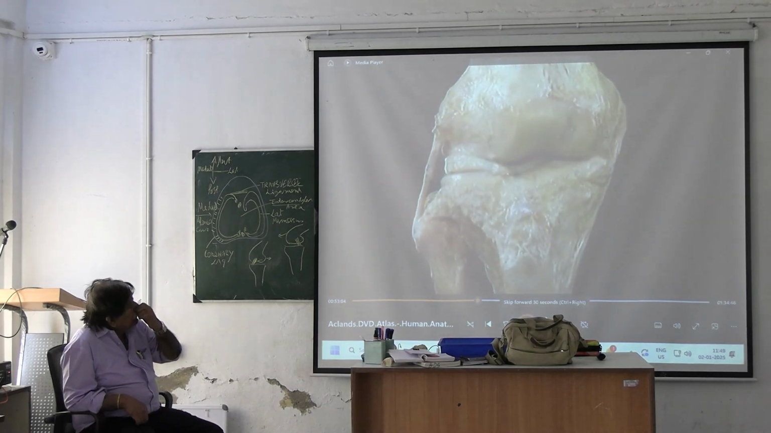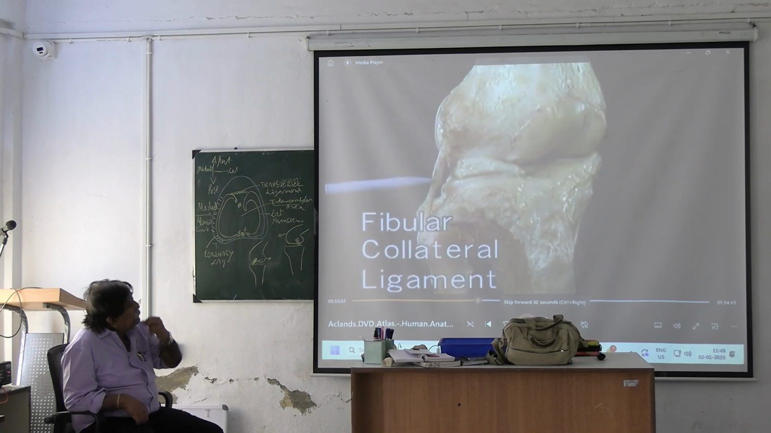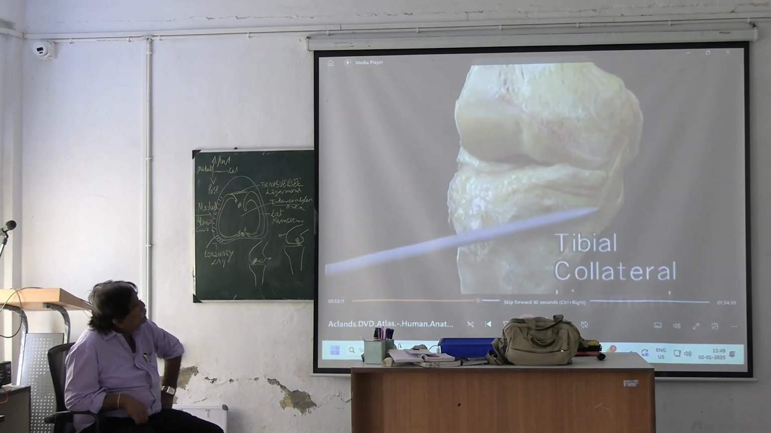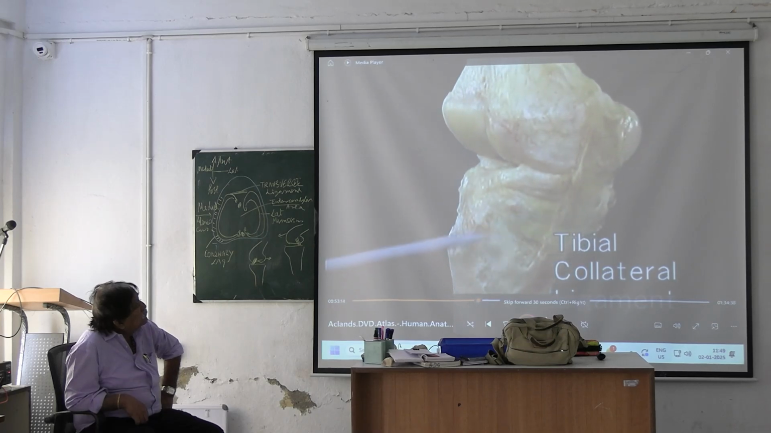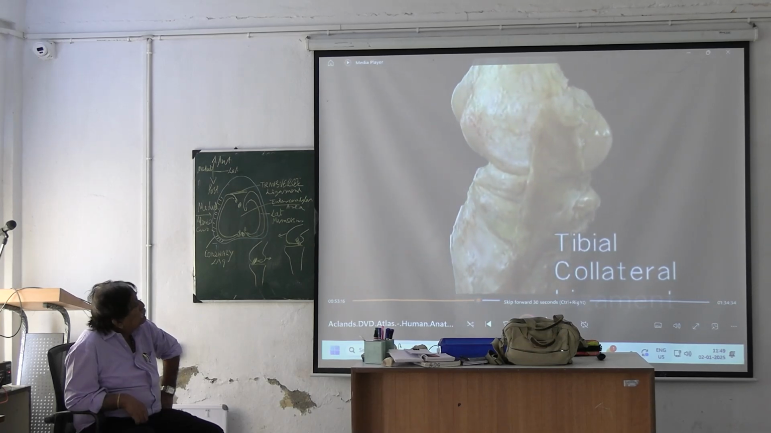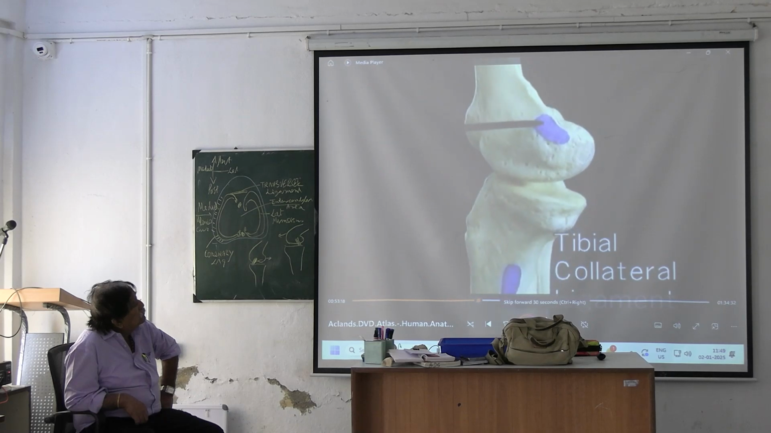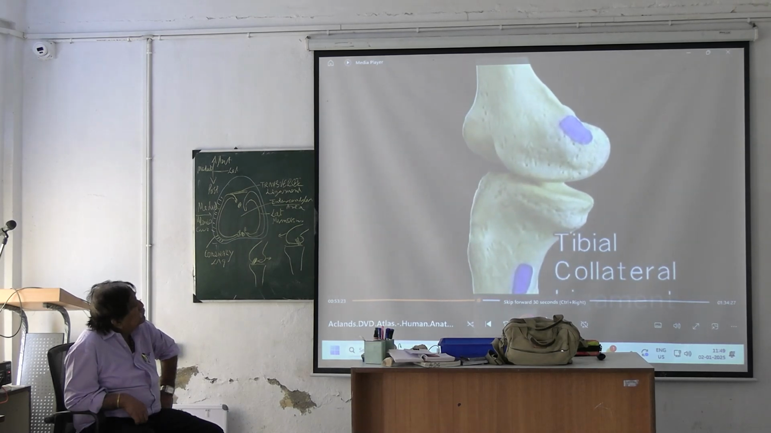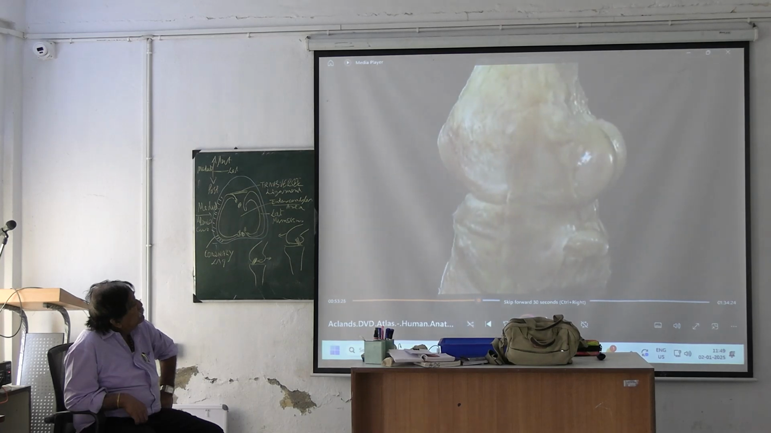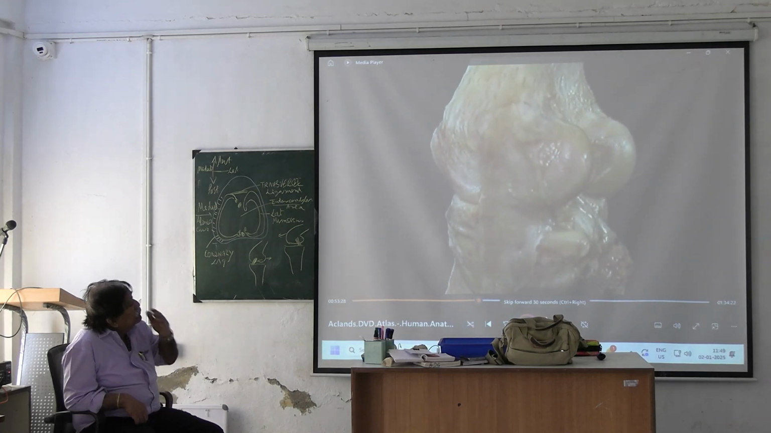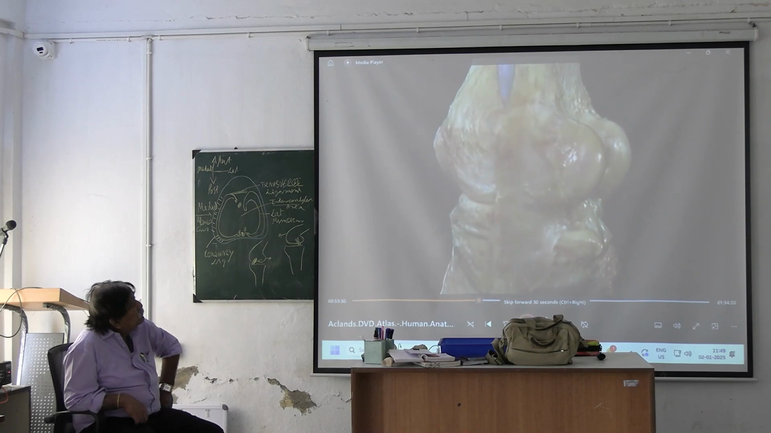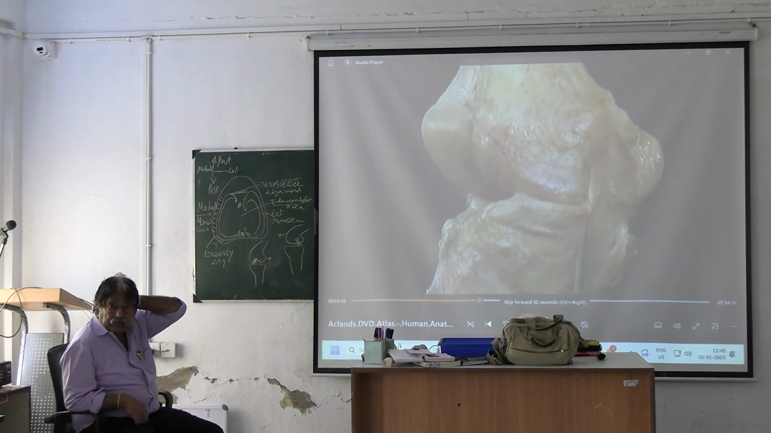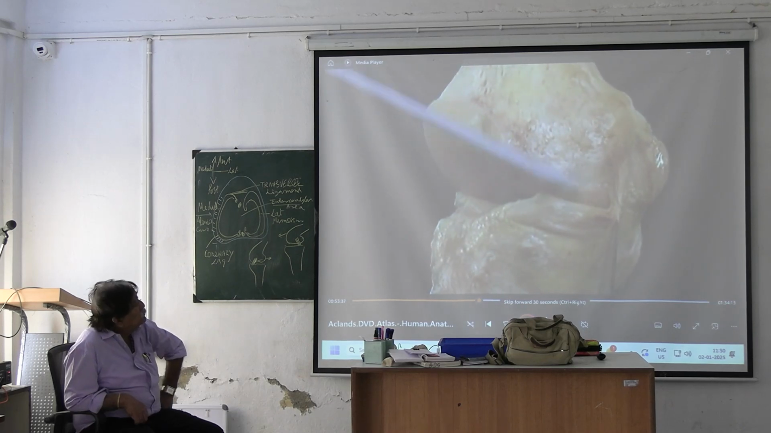Now let's look at the two collateral ligaments: the fibular collateral ligament on the lateral side and the tibial collateral ligament on the medial side. The tibial collateral ligament goes from the medial epicondyle of the femur to the anteromedial aspect of the proximal tibia. The tibial collateral ligament blends with the capsule of the knee joint behind and also in front. On its inner aspect, it's firmly attached to the edge of the medial meniscus, which is here.